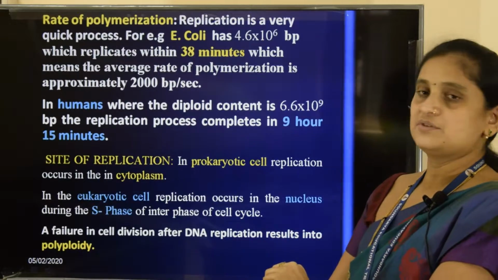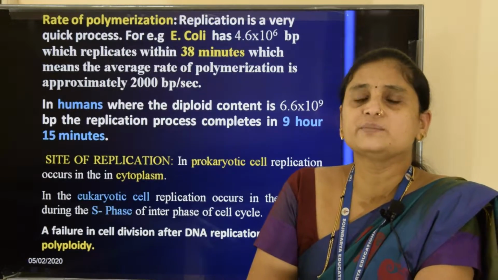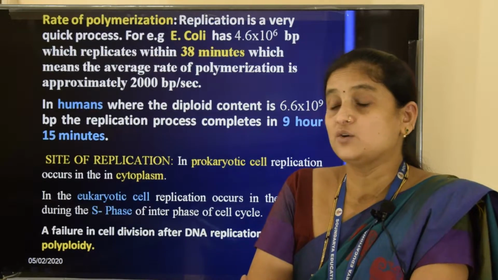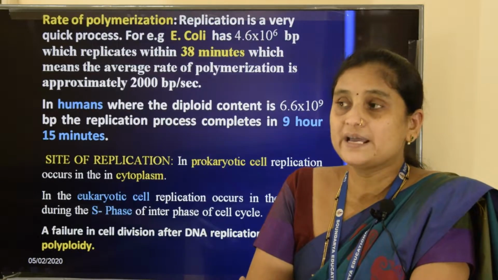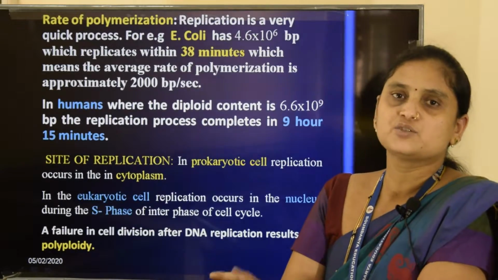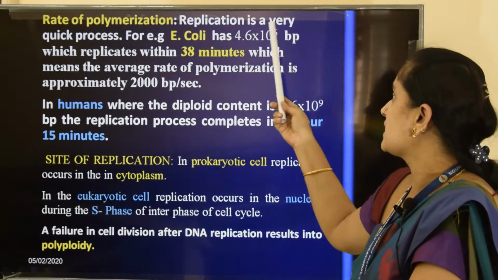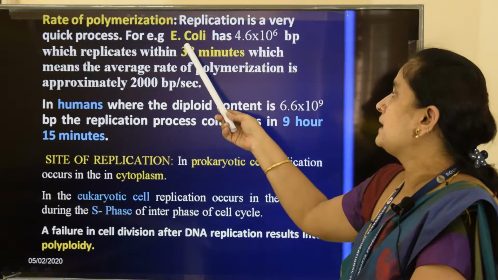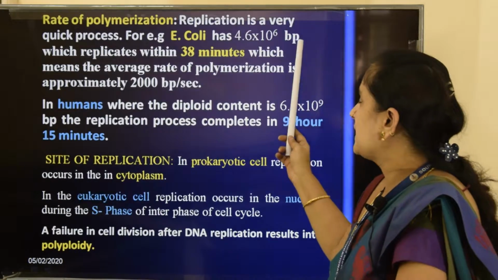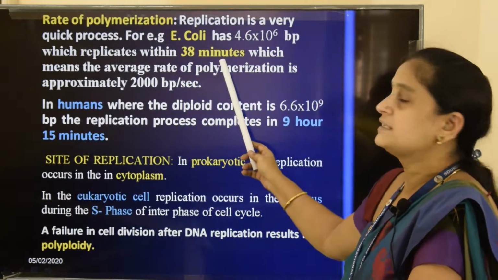That is, the rate of polymerization. What is this rate of polymerization? It is nothing but the speed of polymerization: at what speed does the replication take place? Replication is a very quick process, wherein the replication of one chromosomal DNA is completed within a few seconds. For example, in E. coli, which has 4.6 into 10 to the power of 6 base pairs, the replication of this amount of DNA takes place in just 38 minutes.